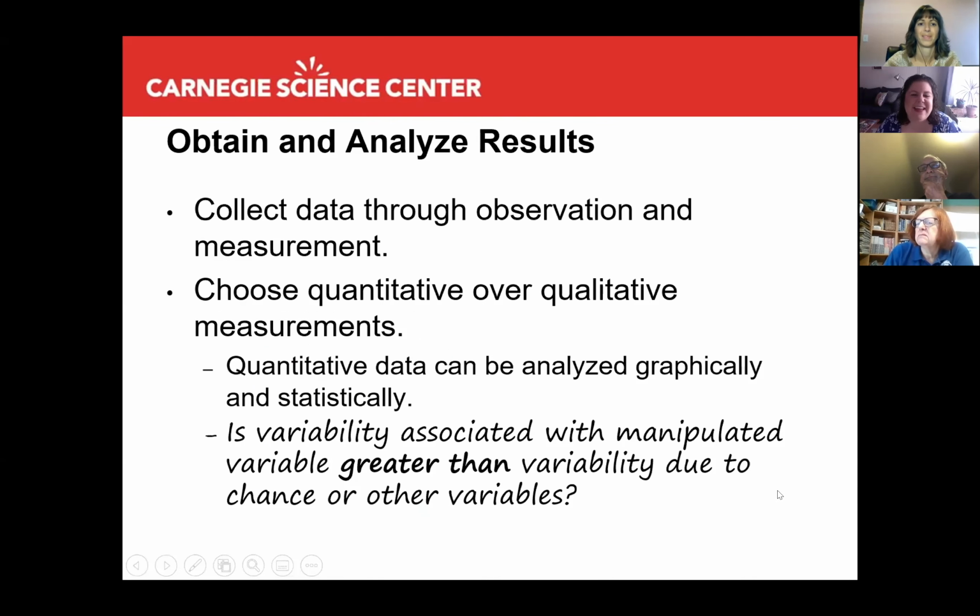Yeah. And then when it comes time to analyze the results, it's important to think about quantitative data over qualitative, thinking about how to graphically and statistically show whether there are differences in your experimental subjects, and then really thinking about, is any variability with the manipulated variable greater than variability due to chance or other variables? So again, that's where controls come in, and really looking at what was manipulated and whether any difference seen there is really due to the experiment that you did.